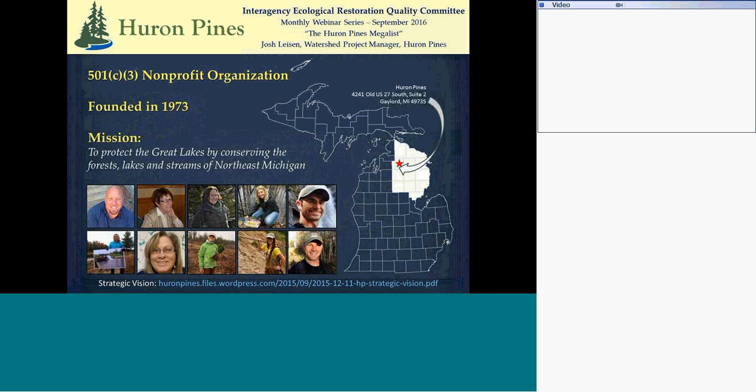So Huron Pines is a 501c3 conservation organization, and our mission is to protect the Great Lakes by conserving the forest lakes and streams of northeast Michigan. We're located in Gaylord, Michigan, and our 12-county service area extends along the Lake Huron shoreline from the Mackinac Bridge down to Saginaw Bay, and then inland to cover the Sheboygan, Thunder Bay, Ausable, and northern Saginaw Bay watersheds, as well as the headwaters of some of the watersheds that drain west into Lake Michigan.